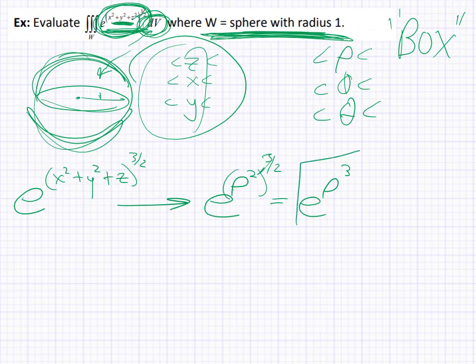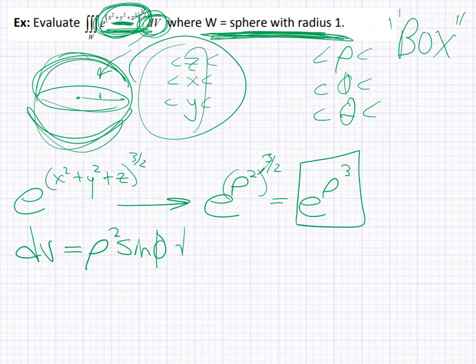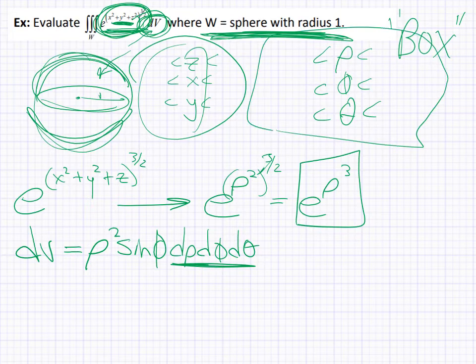And so that one's done. The differential, dv, we already said, should be rho squared sine phi d rho d phi d theta, and obviously this order will depend on how we set this interval set up. Right? We may be forced to do it in a particular order.